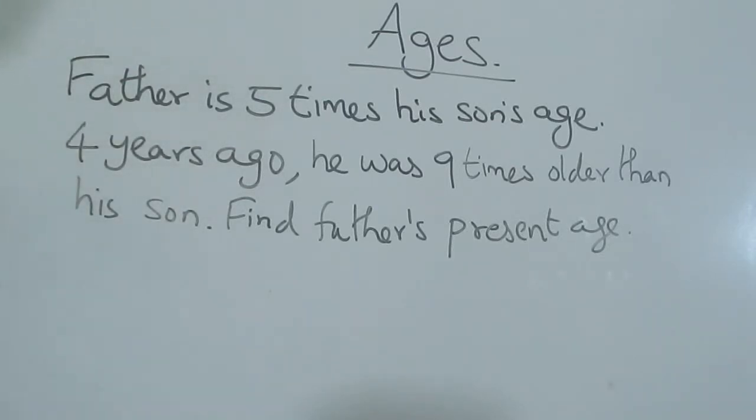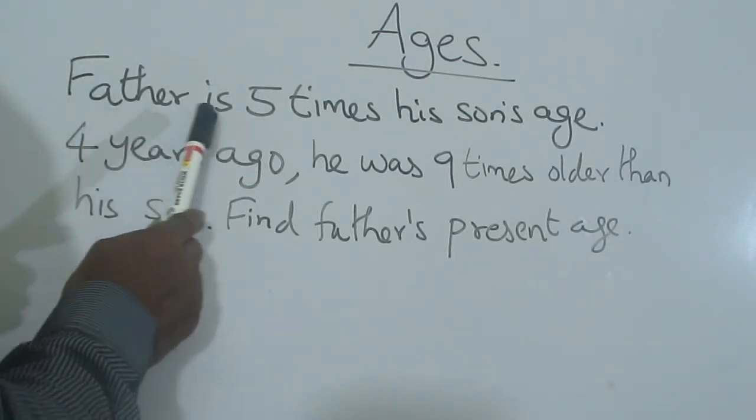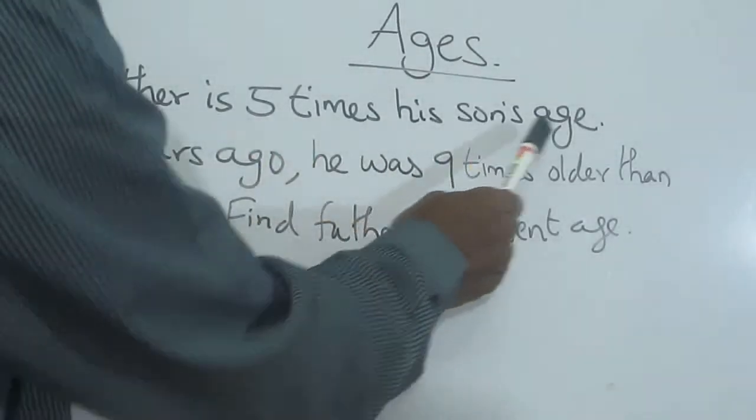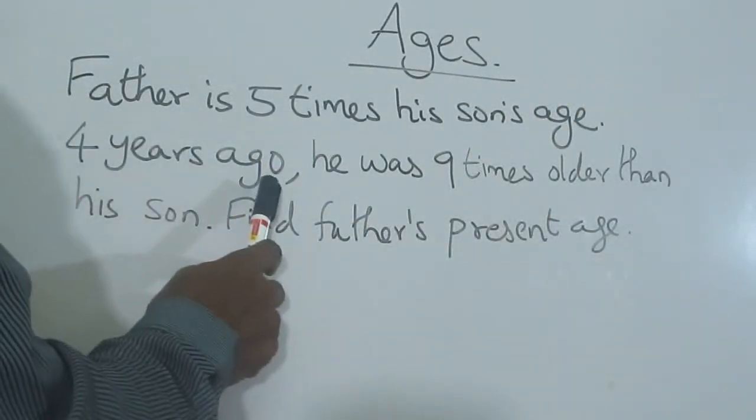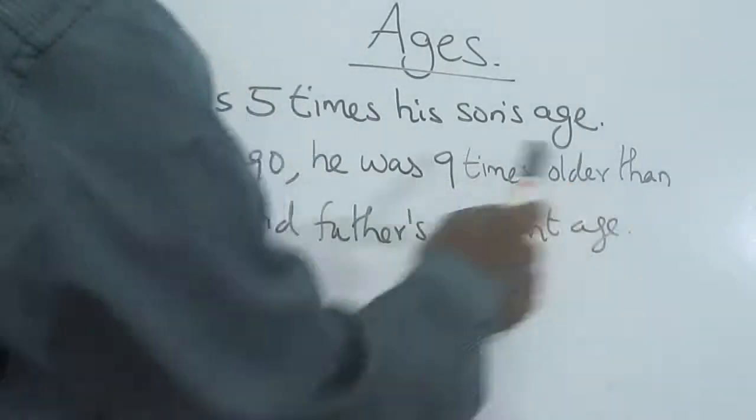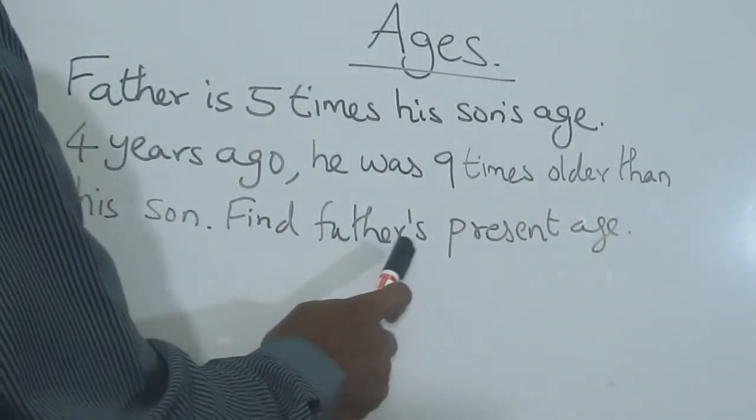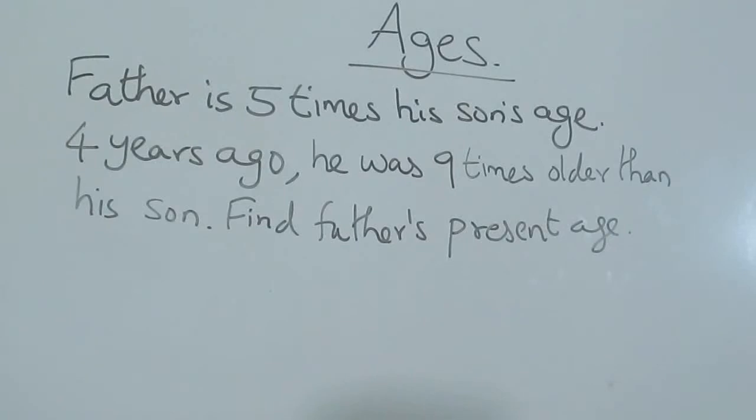My first question. Father is 5 times his son's age. 4 years ago, he was 9 times older than his son. Find the father's present age.